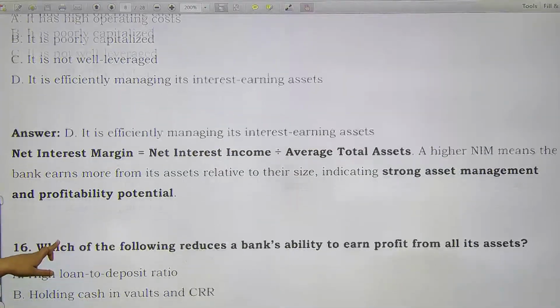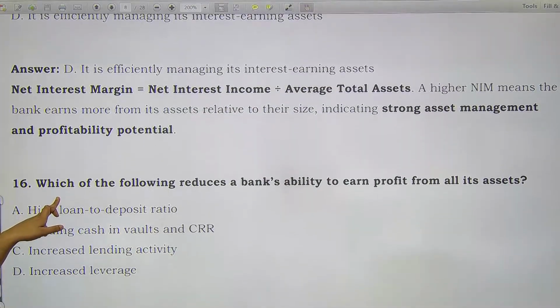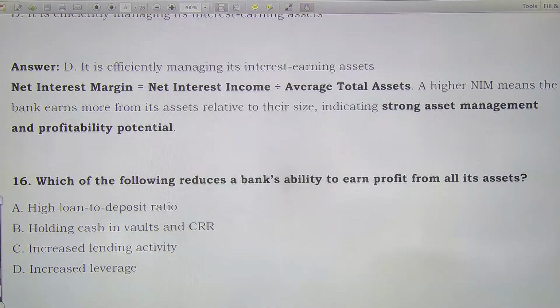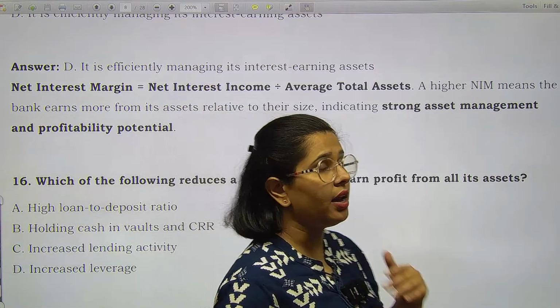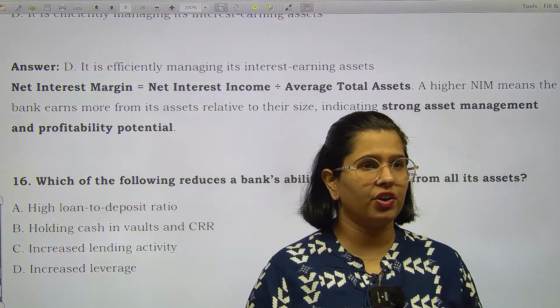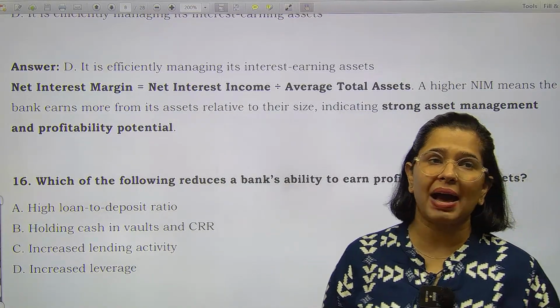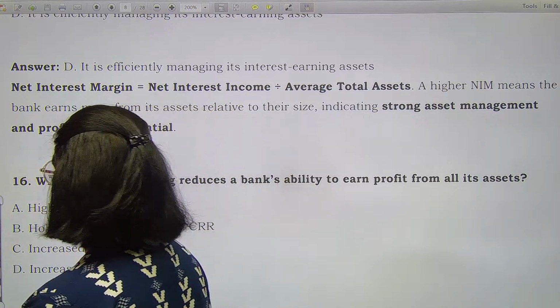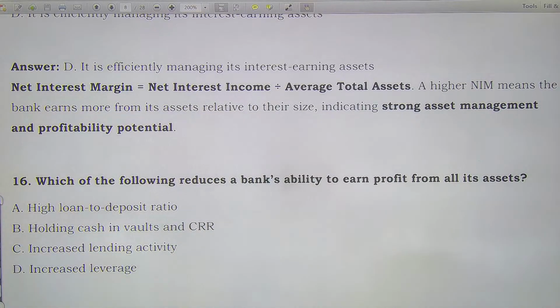Which of the following reduces a bank's ability to earn profit from all its assets? See, if you have money invested, if you are going to hold it in vaults and you are going to give it to RBI as CRR, which is not giving you any kind of interest, so obviously it is going to reduce the bank's ability to earn profit. Look at all other options. If you are doing increased lending, increased leverage, high loan to deposit ratio, basically you are giving increased lending and this is increasing your returns. So don't you think it's a good option to have?